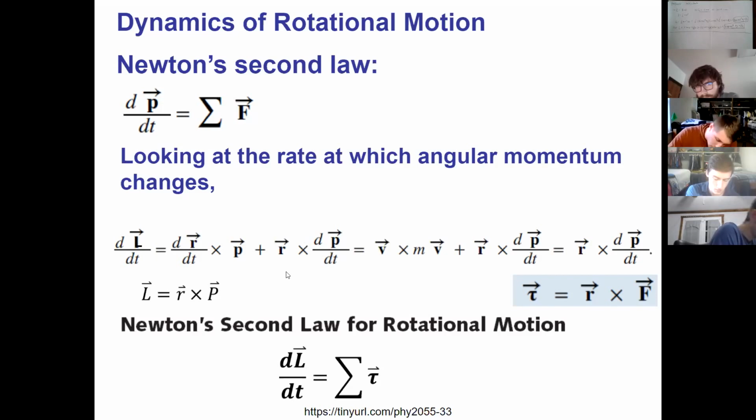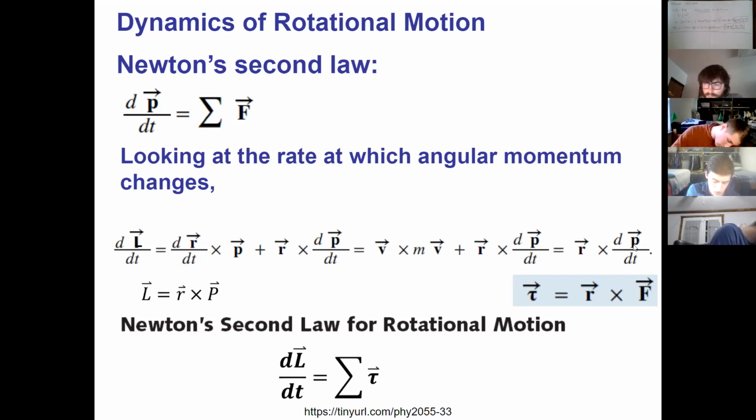So two terms. Now, the derivative of R over t gives you the linear velocity V, right? So V cross M times V, that's the momentum P. For identical vectors, V cross V, cross multiplication will give you 0. So basically, this first term will vanish, and you only have the second term remaining: R cross dP over dt.